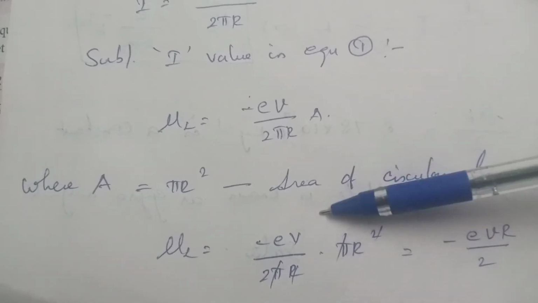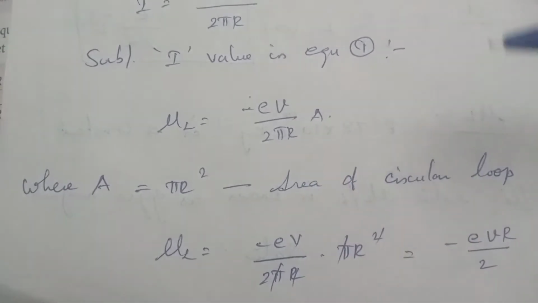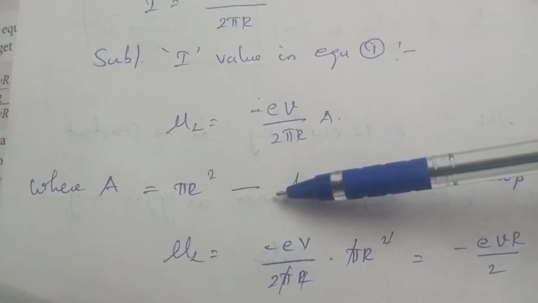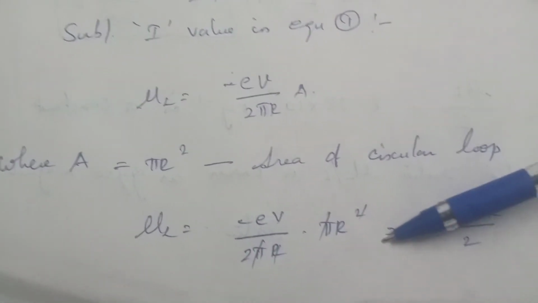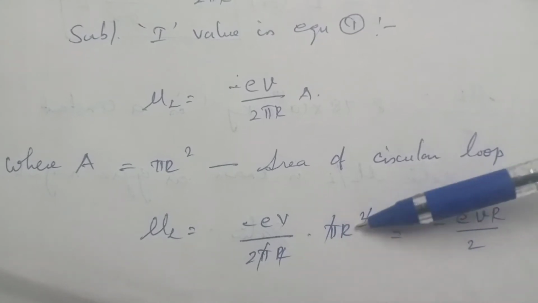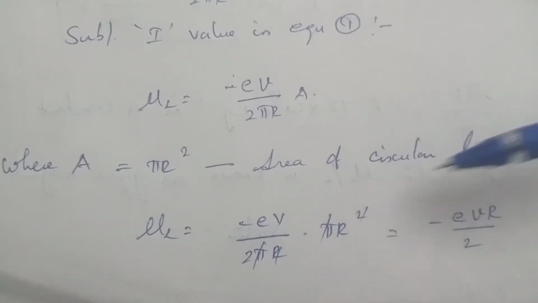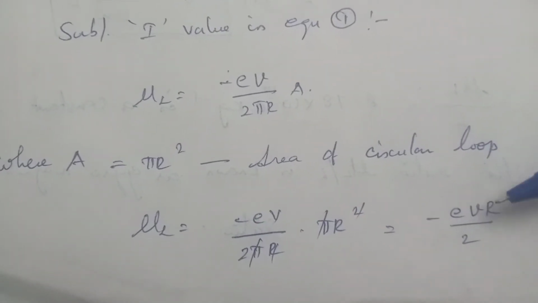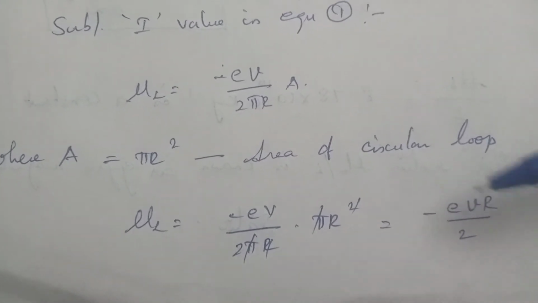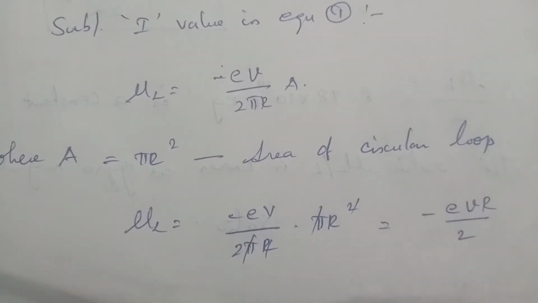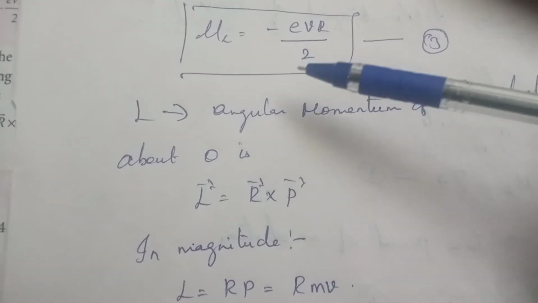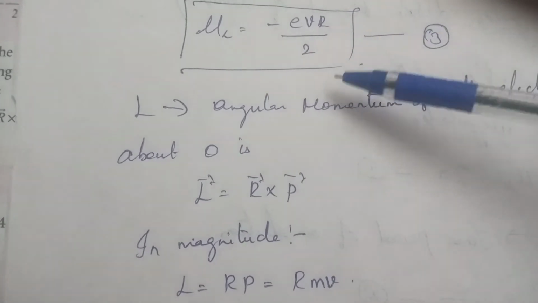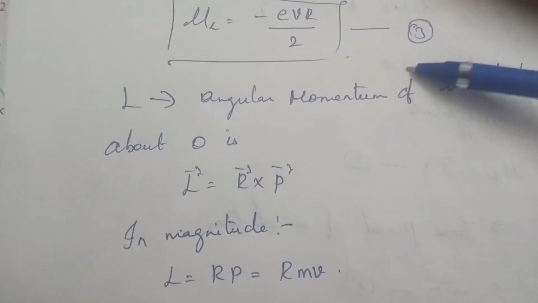Here the area A is considered as the area of the circular loop. So the value is pi r square. Substitute in the above equation. Then you will get pi cancelled and in r square, one r is cancelled. Then finally you will get minus EVr divided by 2. So this is the final value. So finally mu L is equal to minus EVr by 2. This is equation number 3.